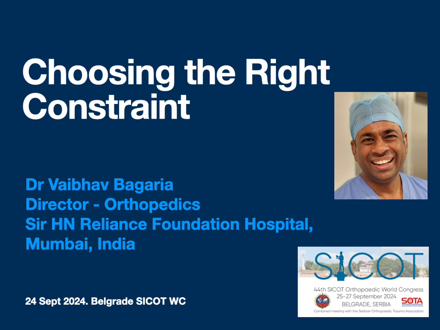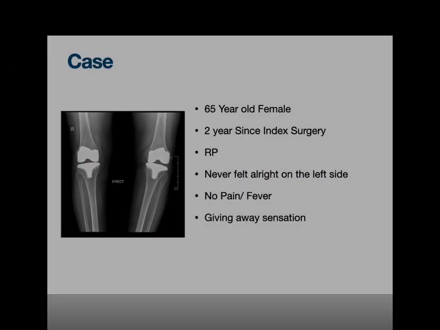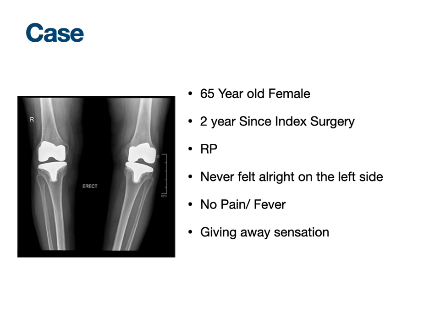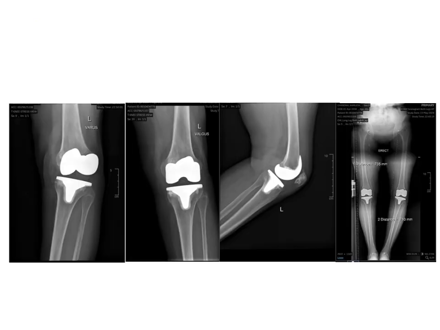Let's begin by looking at this X-ray. She's a 65-year-old female, 2 years post her index surgery. A rotating platform was used. She never felt alright on the left side. There's no history of pain, fever, or any other symptoms suggestive of infection. She complains of a giving away sensation when she is walking. These are her varus and valgus stress views and a scanogram.